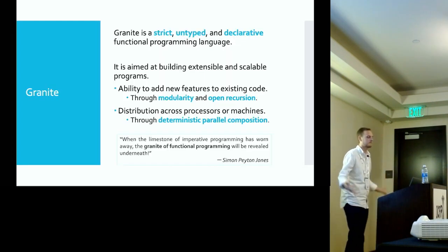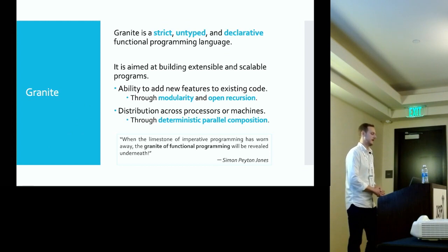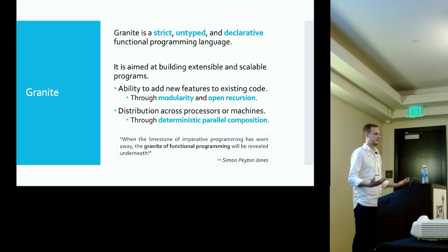What is Granite? Granite is a programming language aimed at two things. One big thing it's aimed at is extensibility. So we should be able to write programs and extend them with new features without having to go back and change the old code. And another thing that it's aimed at is scalability. We should be able to design programs that run well on one processor and then scale them to multiple processors or even multiple machines across a network.